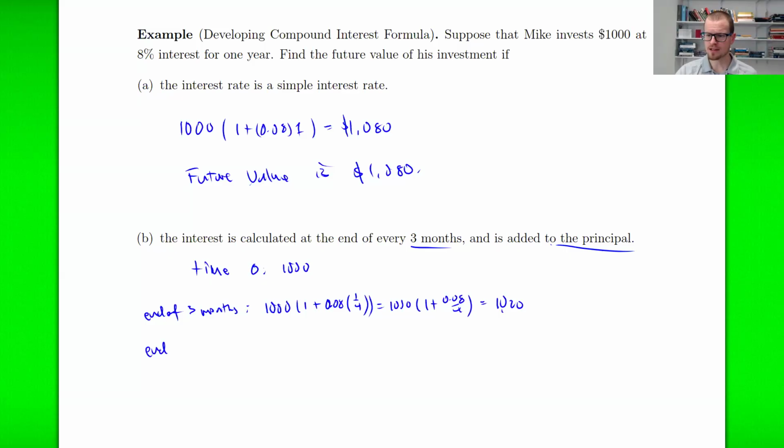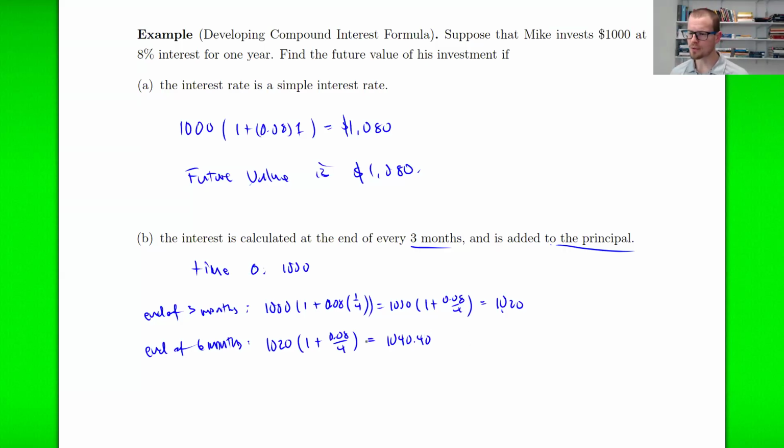Now, at the end of 6 months, 3 additional months have passed, but now our value that we're calculating the interest on is $1,020 instead of $1,000. And again, it's passing through 3 months. So 1 plus 0.08 divided by 4, right? It's that same number here, 8% times 1/4 of a year. Now we get a value that is $1,040, but not just $40. We also get an additional 40 cents. Hey, excellent, a little bit extra.